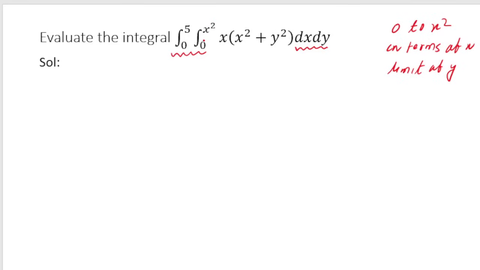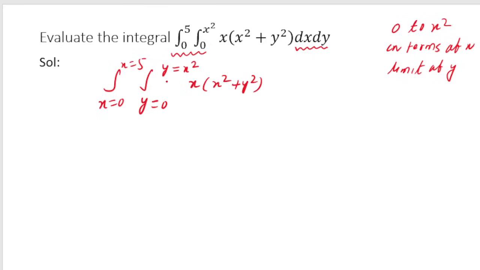So it is the limit of y. If the limits are given in terms of y, then it will be the limit of x. When I say limits are given in terms of x, I mean that these are functions of x. 0 to x squared means, ideally, the problem should be written as y equals 0 to y equals x squared, and then x equals 0 to x equals 5, and then x into x squared plus y squared.